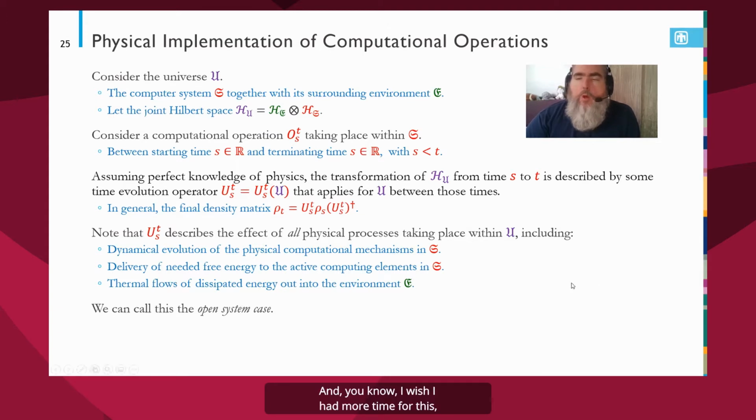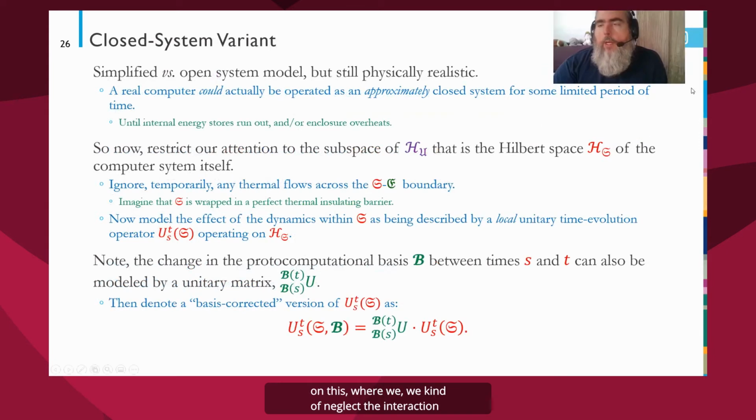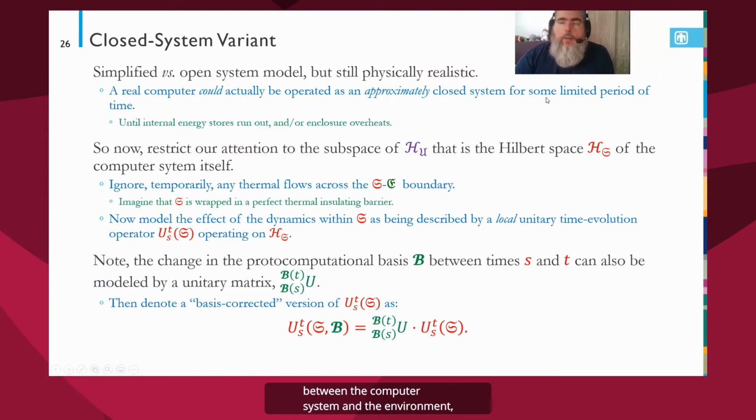I wish I had more time for this, but we're assuming there's some unitary transformation that applies to the model universe. And all of the stuff that's happening within the computer, as well as everything else in the model universe, is encompassed by that unitary transformation representing the physics of that system. We can also describe a closed system variant of this, where we neglect the interaction between the computer system and the environment.